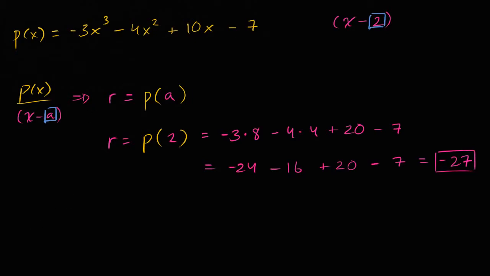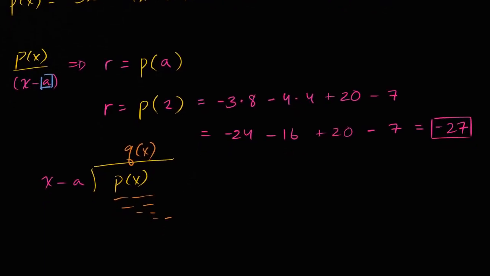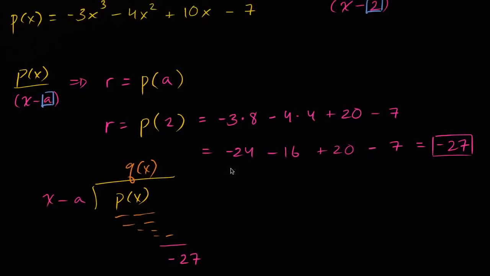If we did all the algebraic long division, we would have taken our p of x and divided x minus a into it, and we would have gotten a quotient here, q of x, and done all this business down here. It probably wouldn't have even fit on the page. But eventually we would have gotten to an expression with a lower degree than this. It would have to be a constant, because this is first degree, so it would be essentially zero degree. So we would eventually have gotten to our negative 27. But this was much, much easier than going through this entire exercise. Hopefully you appreciated that.